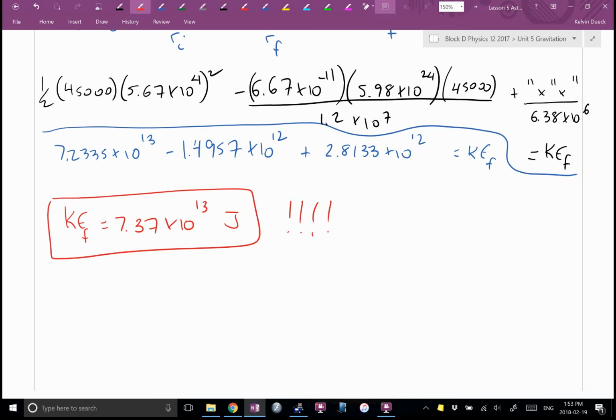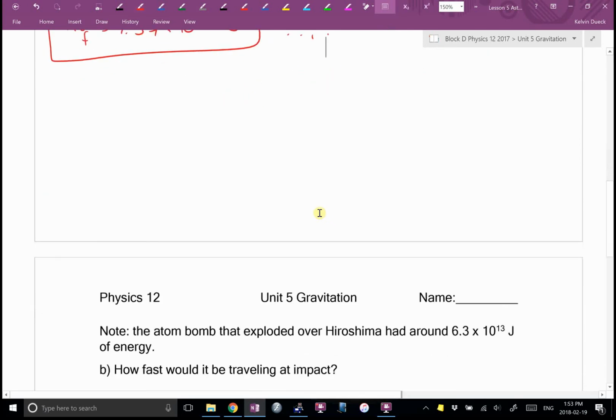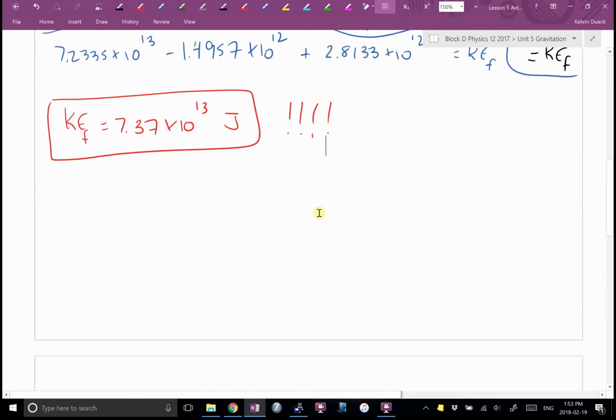Just to put it in perspective, turn the page. What was the atom bomb over Hiroshima? How many joules? So, it's a little more than an atom bomb. You got 10 to the matches. So this would be like basically having an atom bomb hit somewhere.